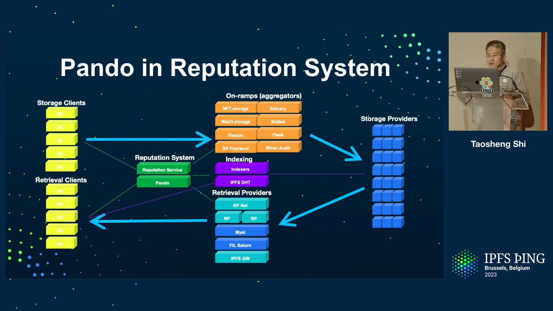The next scenario is the reputation system. You may have seen this picture very often in different places, the whole picture of Filecoin and the storage and retrieval pipeline of the data. But here we added Pando to the data pipeline. You can see in the left part of this diagram that is reputation systems and reputation service. Pando is the storage layer of the reputation system, you can see from there.